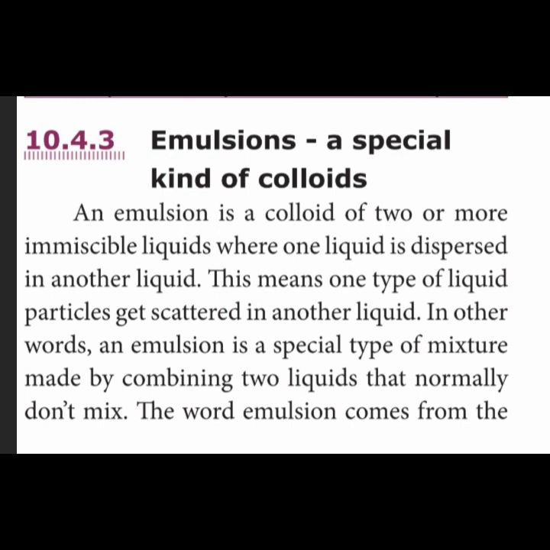An emulsion is a colloid of two or more immiscible liquids where one liquid is dispersed in another liquid. This means one type of liquid particle gets scattered in another liquid. An emulsion is a type of mixture made by combining two liquids that normally don't mix, but both are mixing, though not completely mixing or reacting. The process of turning a liquid mixture into an emulsion is called emulsification. Examples are milk, butter, cream, etc.